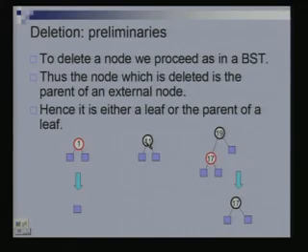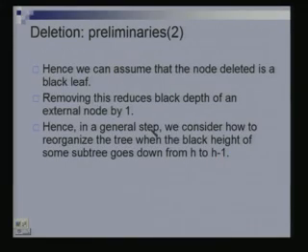Right. So hence we can assume that the node deleted is a black leaf. That is, this is the only case which is really interesting for us. And removing this reduces the black depth of an external node by 1. And so in general we are going to assume the following. We are going to look at the following step, that there is some subtree whose black height is reduced by 1, and we want to reorganize the tree to take care of that.